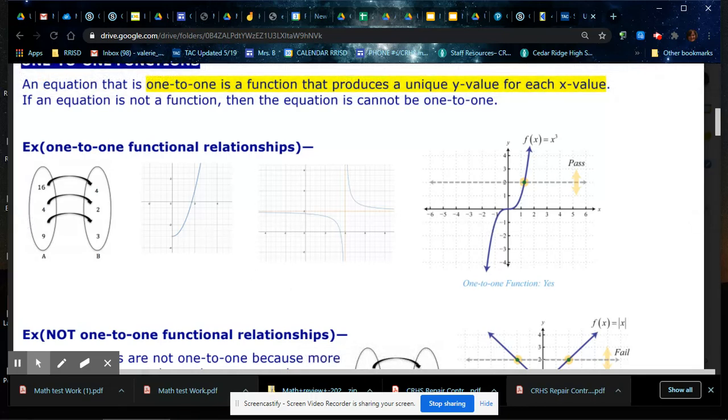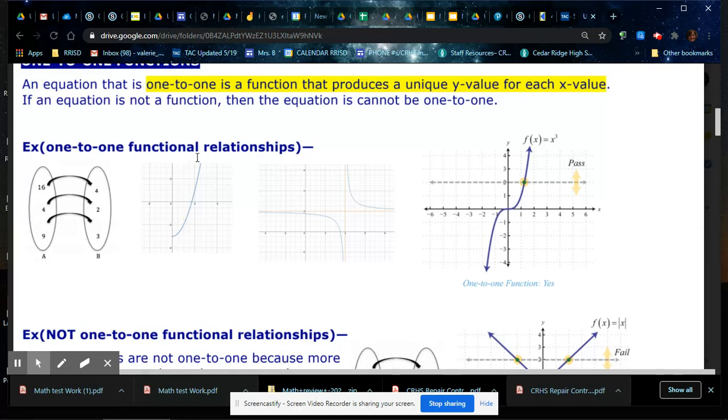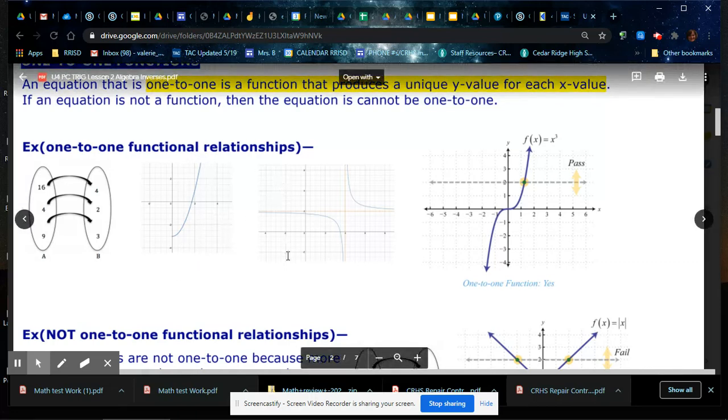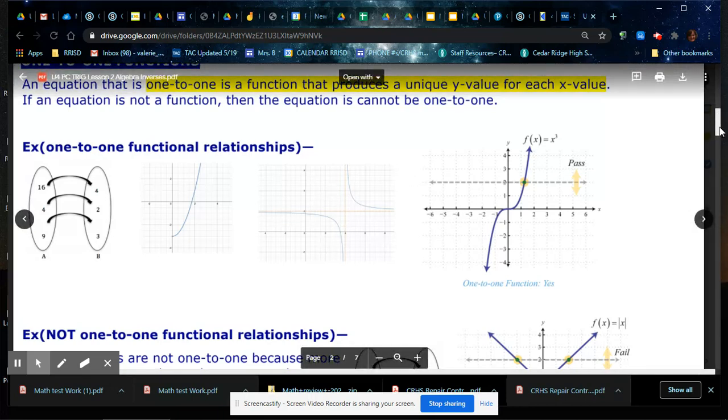What do you think that we could do to test a function graphically to see if it's one-to-one? Not only does it have to be a function and pass the vertical line test everywhere, but it has to pass the horizontal line test as well to see if it's one-to-one. Now, one-to-one is going to be important here in a second. You'll see why.